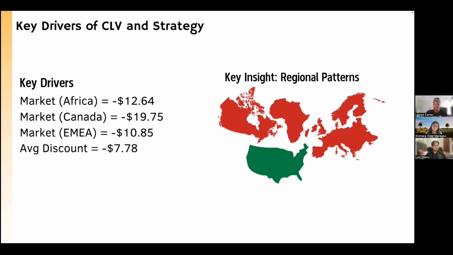In contrast, we have regions like the US that have higher CLVs and stronger purchase frequency. Customers purchase less frequently and rely more on discounts in the African, Canadian, and EMEA countries. For every increase in the average discount, their CLV decreases by $7.78. So when we see them use more discounts, their overall customer lifetime value ends up on the decrease side.